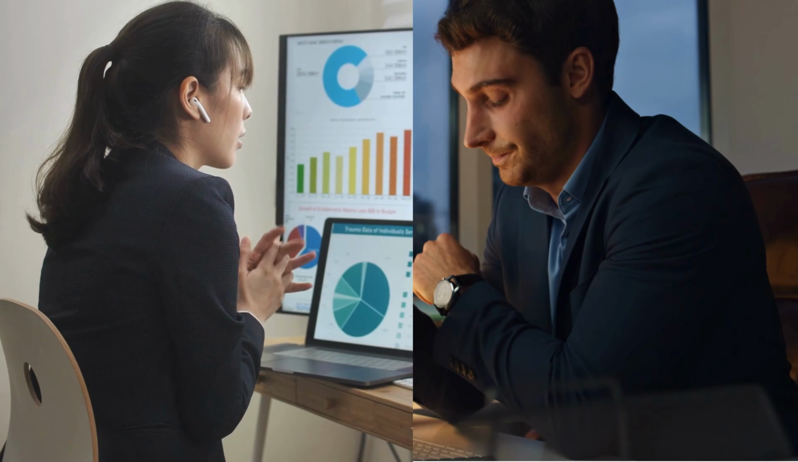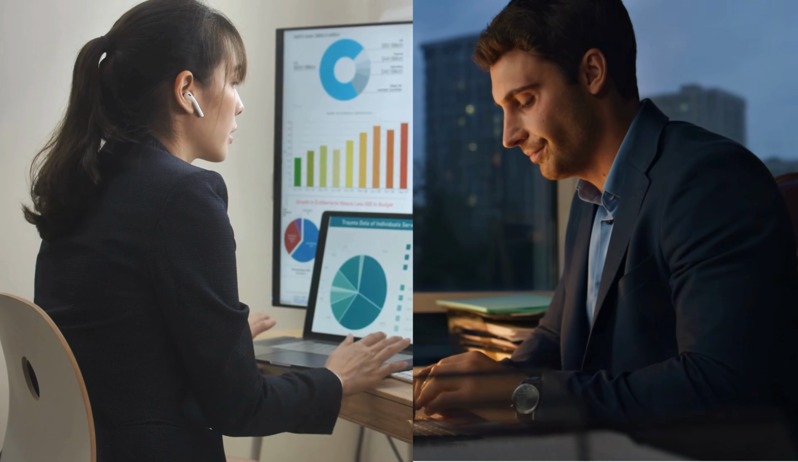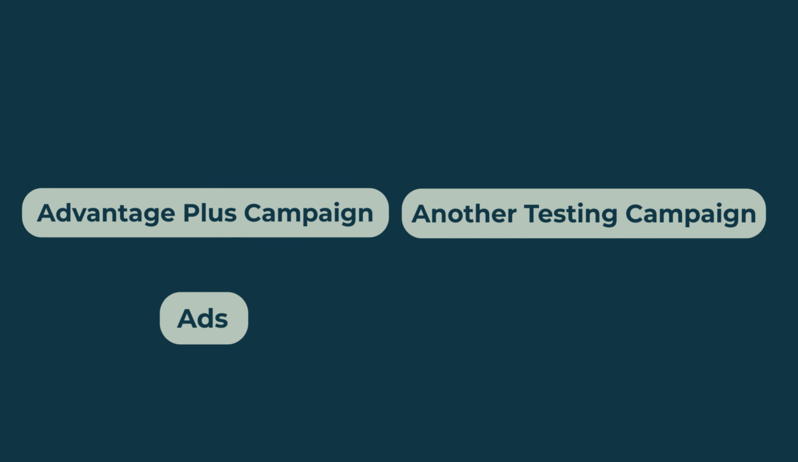Just put them in there, let them run for a few days, some weeks, and analyze the results based on this and decide what's working and what's not working. And this is actually the third thing we are going to talk about. So now you have your ads within your Advantage Plus campaign or within your testing campaign, and you need to start analyzing their performance. But before doing this, I need to tell you something.